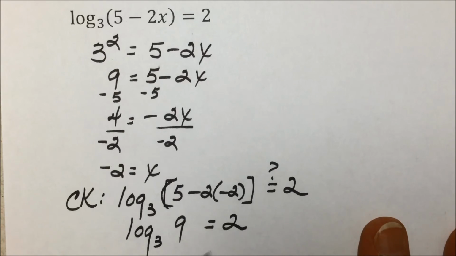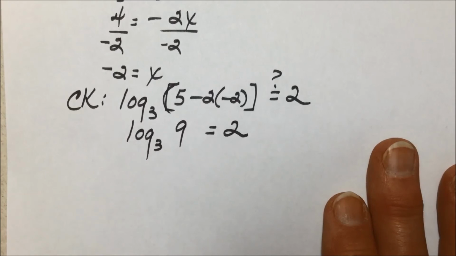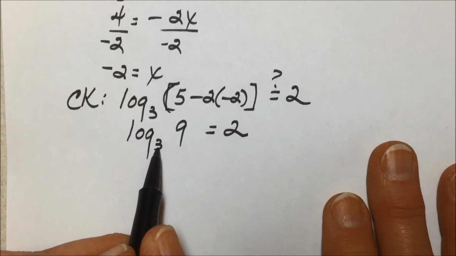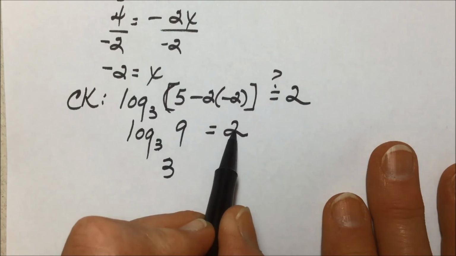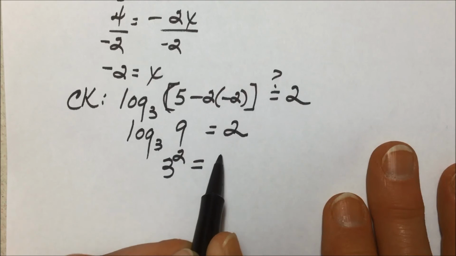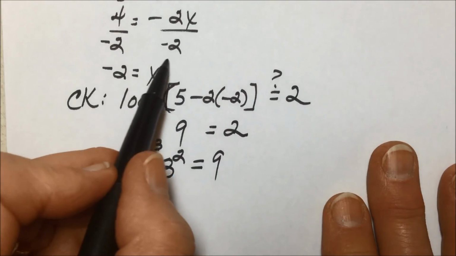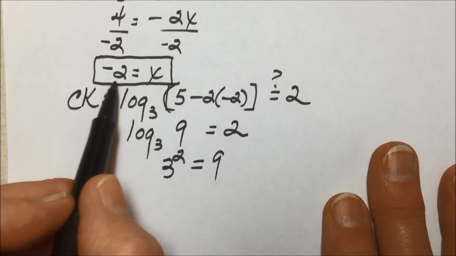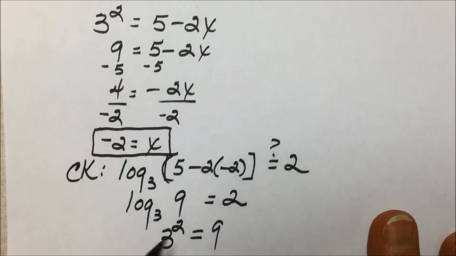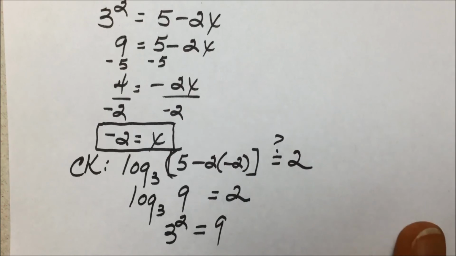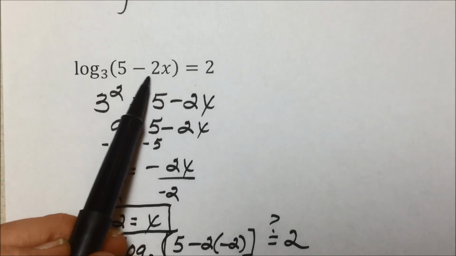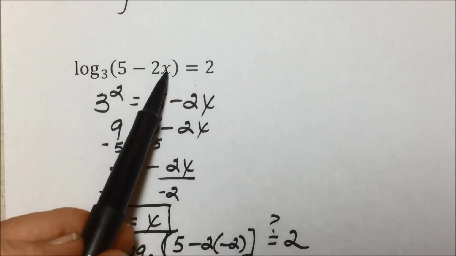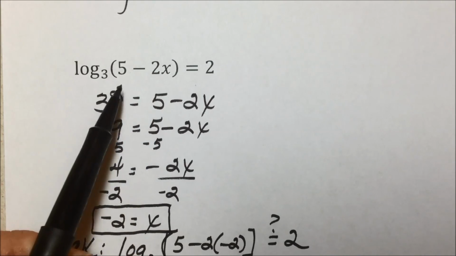Does it equal 2? Well, let's translate it into exponential form. The base to this power is in fact equal to 9. So although initially a little suspect in the fact that our x was negative, because of the placement of the variable, it was fine to have a solution with a negative. It's when it's put in the equation and results in a negative that we have to reject it.